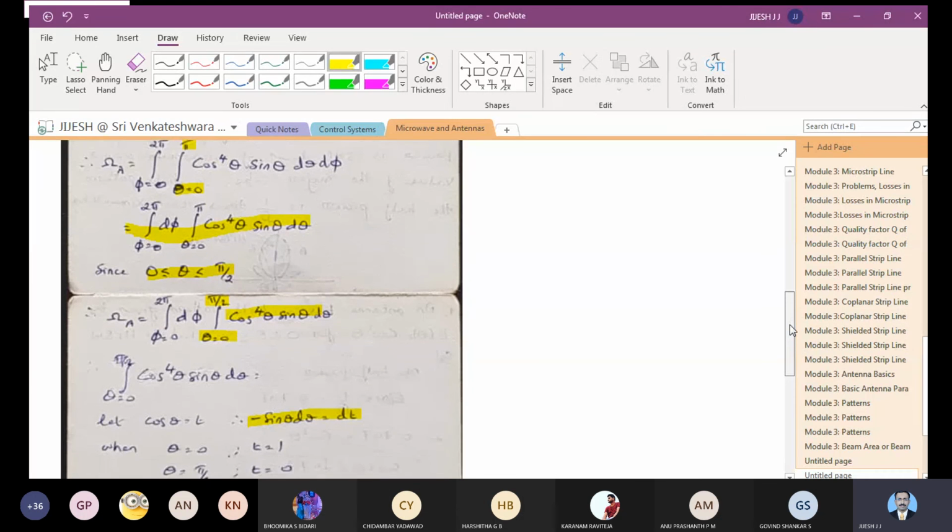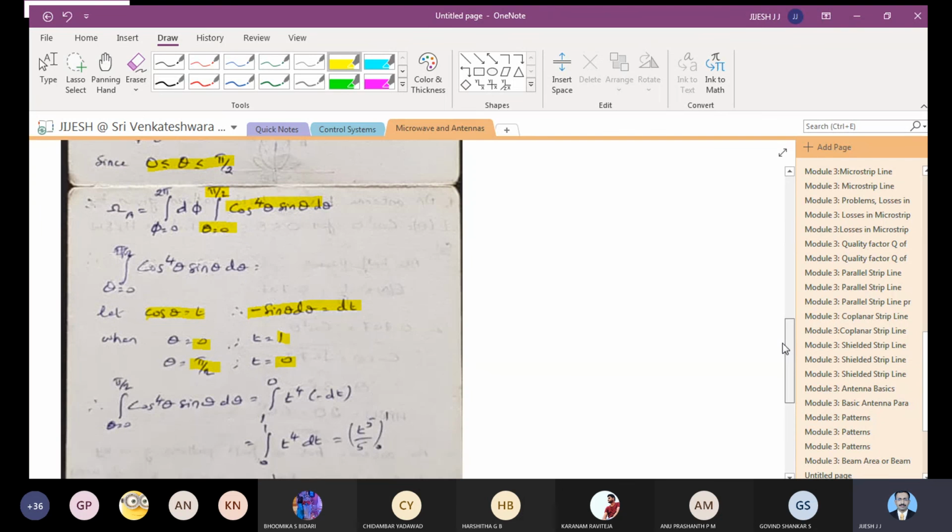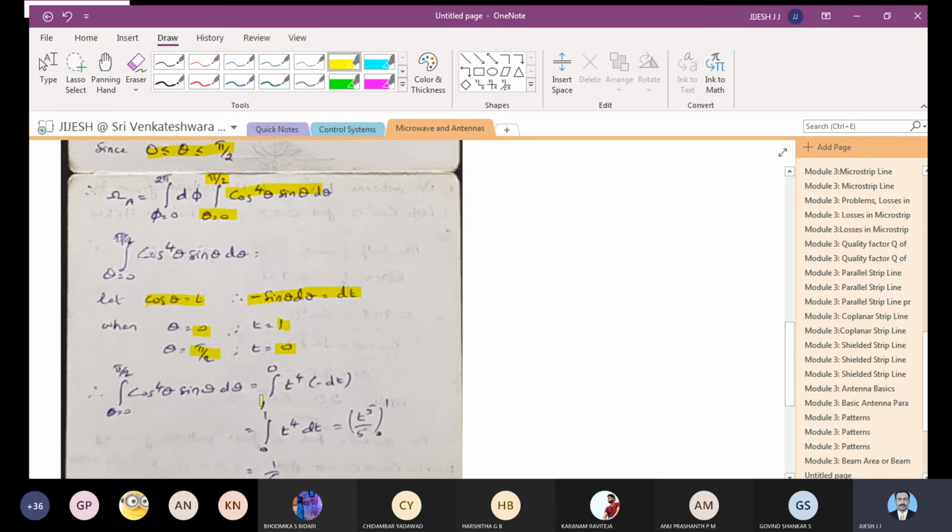So in the integral, you take cos theta as t. When theta is 0, you'll get t is equal to 1. When theta is pi by 2, you'll get t is equal to 0. So the limits change to 1 to 0, t to the power of 4 into minus dt. The integral of t to the power of 4 is t raised to 5 by 5. Put the limits 0 to 1 and you'll get 1 by 5. So complete the integration for that.